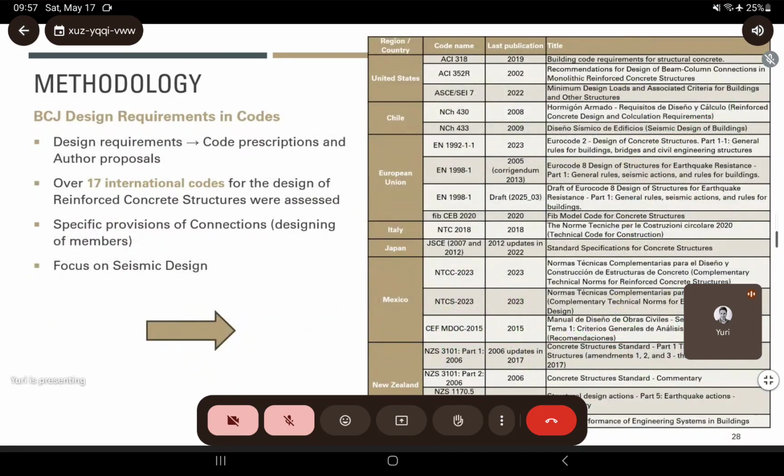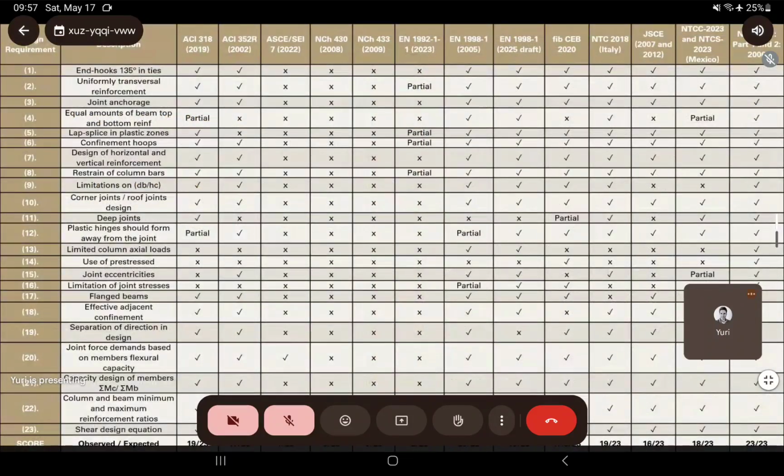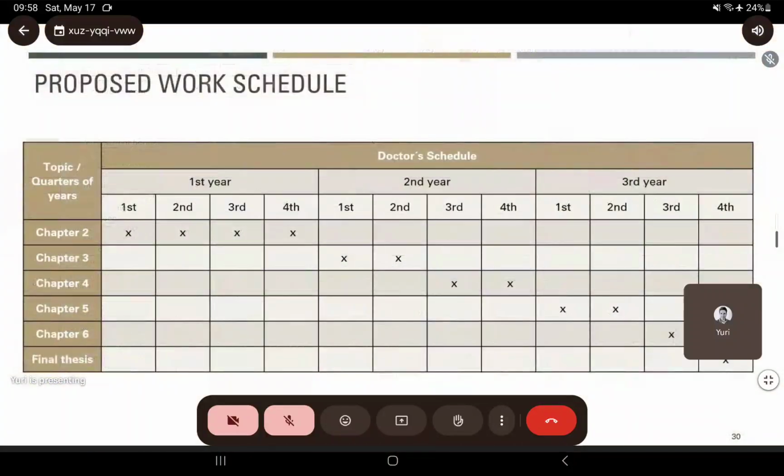These are the 17 international codes that we have assessed so far. It's quite challenging, and we have checked in depth the descriptions and the recommendations, and many of the design requirements related to the seismic design of beam column joints. And as you can see here, many of the design codes at least talk about this, or have adequate recommendations towards this.